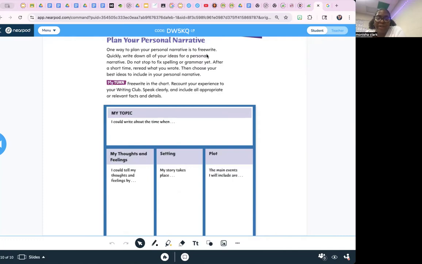Plan your personal narrative. So this you guys can do on your own. We've talked about personal narratives. We talked about simple sentences. Make sure your sentences begin with a capital letter and end with a punctuation mark.